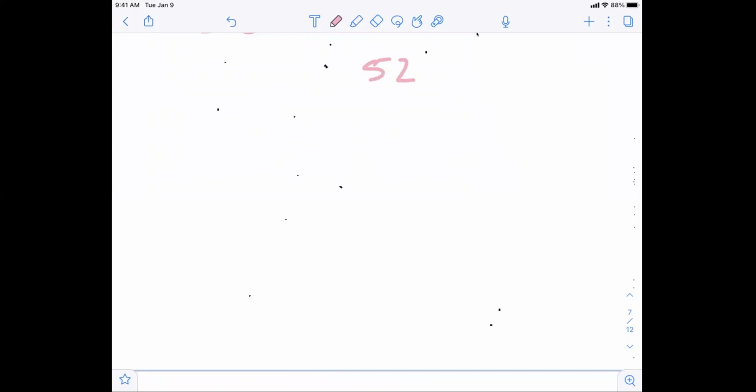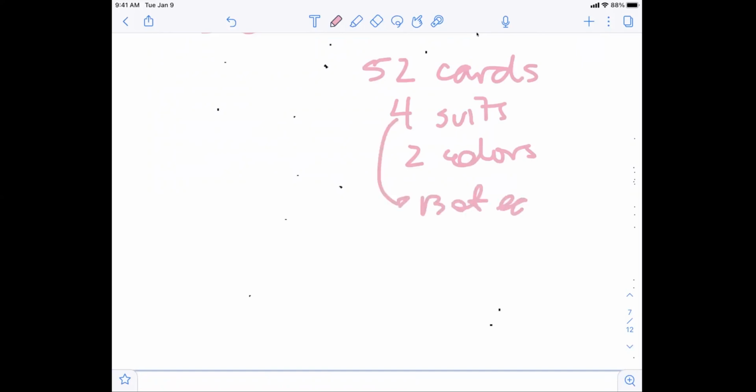52. How many suits do you have? How many colors do you have? 2. 4 suits, 2 colors. How many of each suit do you have? How many cards are hearts? 13. I knew Parker was doing some mental math over there. So there's 13 of each suit. What if I'm thinking about aces? How many aces are there? 4. So 4 of each type of card.